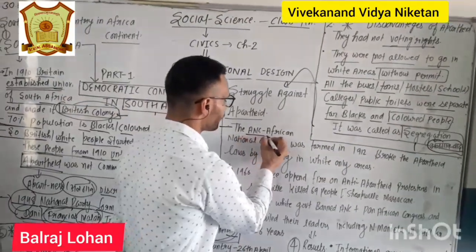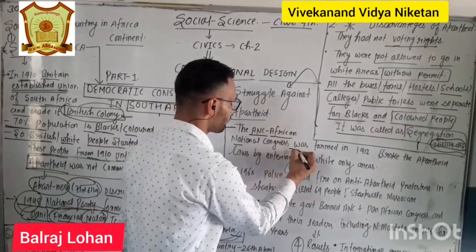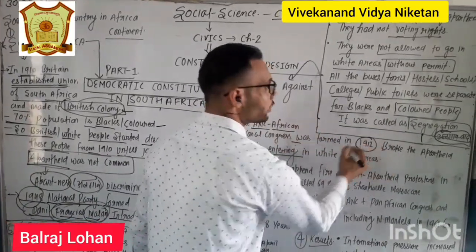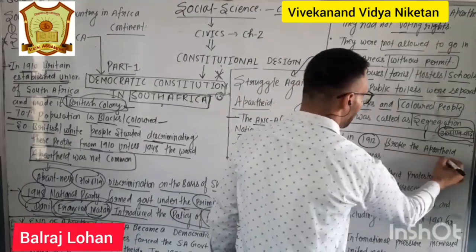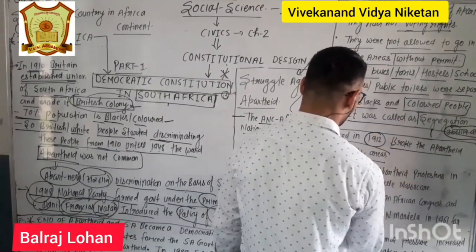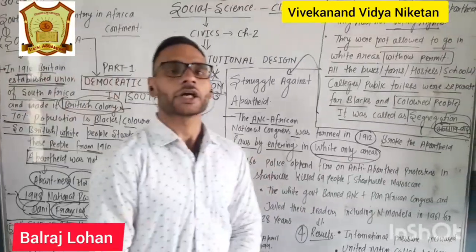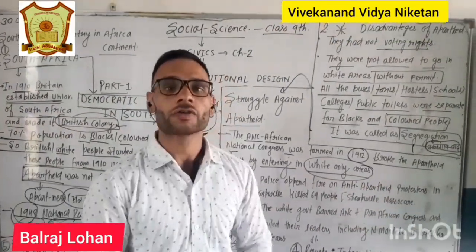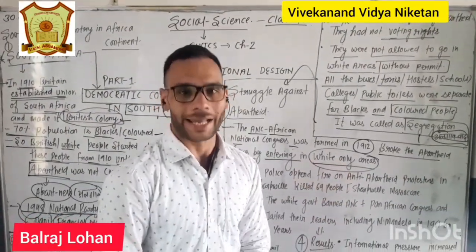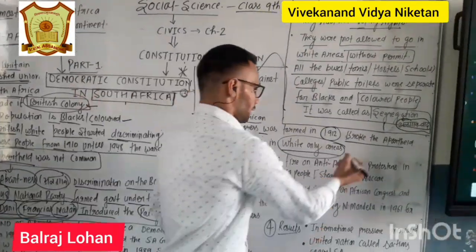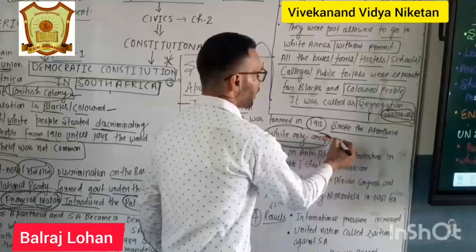And the ANC, African National Congress, was formed in 1912. It broke the apartheid laws by entering white areas. Means what the ANC did was enter those areas which were prohibited for black people. And by entering these areas, the ANC broke these apartheid laws.